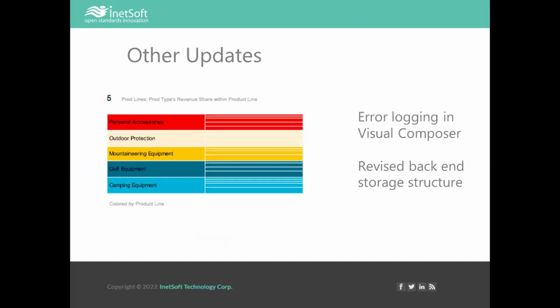And a couple more updates. While designing in Visual Composer, we now have a console that will capture high-level warnings and errors as they happen during design. This allows designers to see the errors that occur without having to go into Enterprise Manager. We've also revised our back-end storage structure with a new DSL interface for extracting and updating files. And this improves stability in scalable environments.